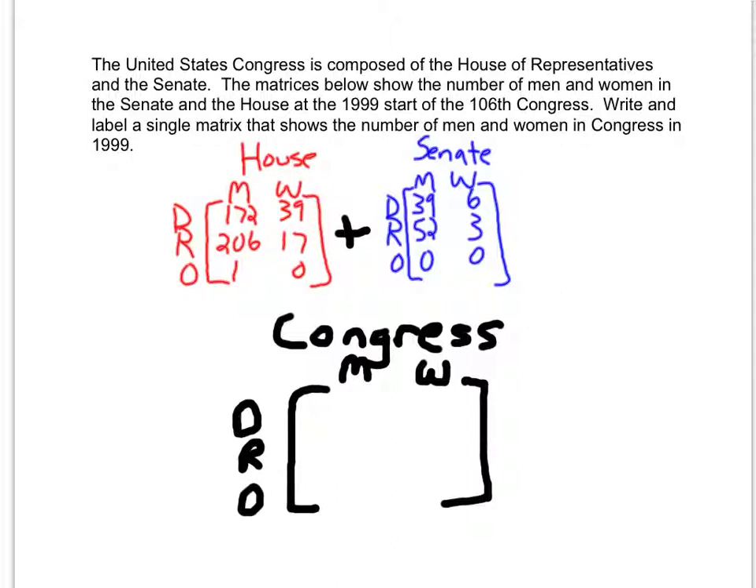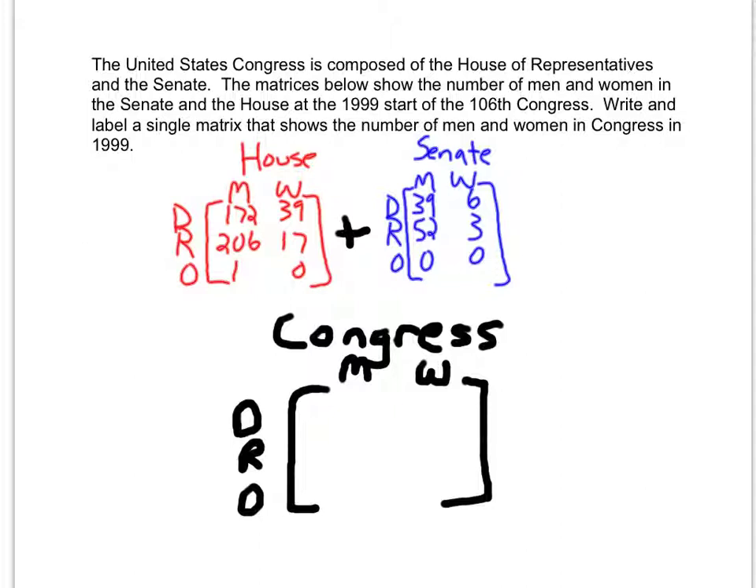Again, make sure when you got labels for your matrix that you put them on there. Okay, that last example we did where I was just showing you how to add and subtract them, we didn't have labels. That's fine for those ones, but if there's labels, you must include them. Alright? So again, I'm just going to add the corresponding elements. So to find out the number of male Democrats in Congress, I need to add 172 plus 39. I need to add the male Democrats from the House to the male Democrats from the Senate.